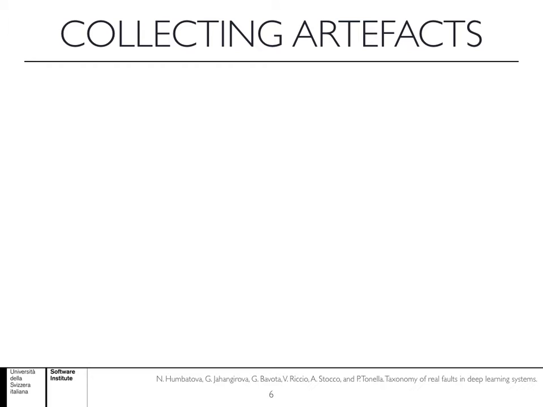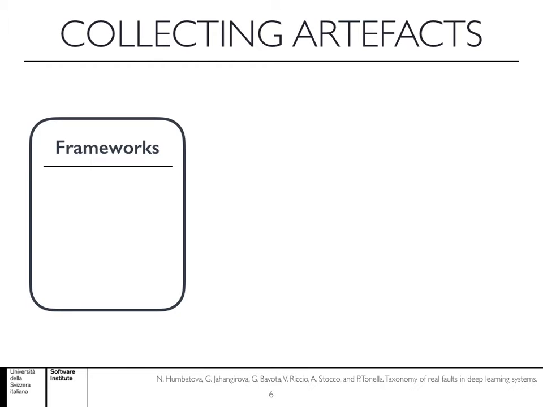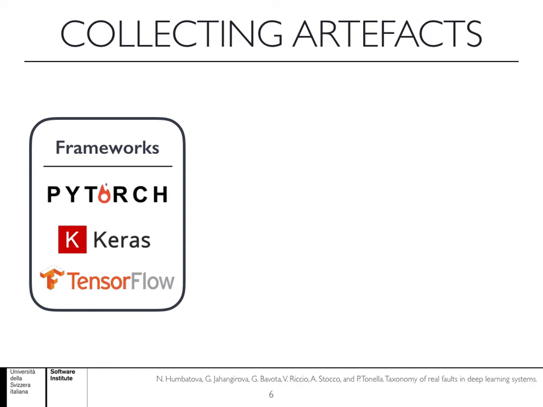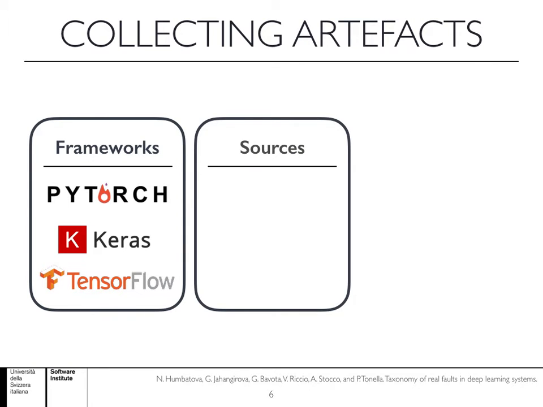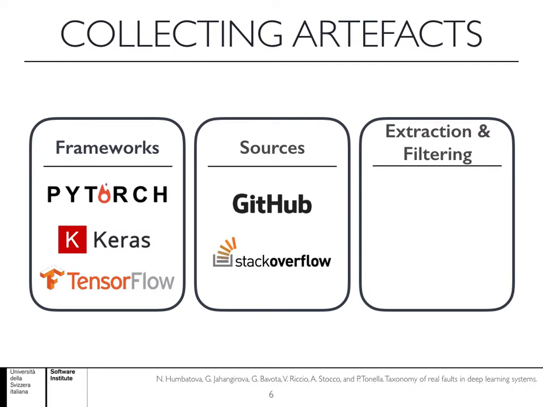To construct our initial classification, we started by identifying the most popular frameworks that provide developers with building blocks to construct their models. This happened to be PyTorch, Keras, and TensorFlow. Then, to gather information on faults that occur during development with these frameworks, we refer to two major platforms that are popular among developers, GitHub and Stack Overflow. To extract the initial dataset, we use data exploration tools available for these platforms.